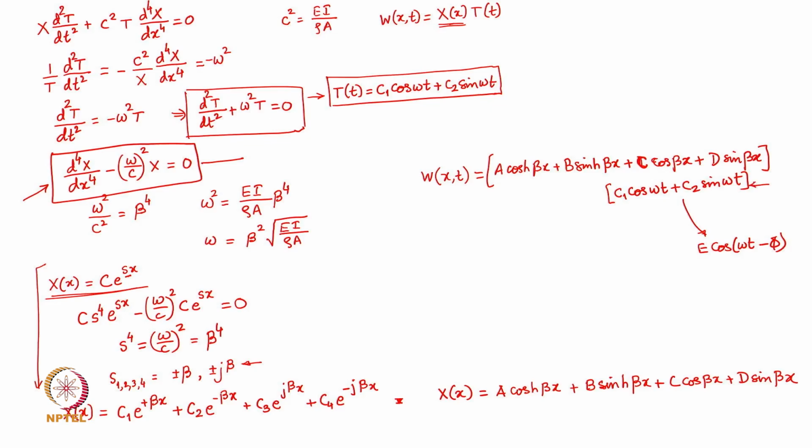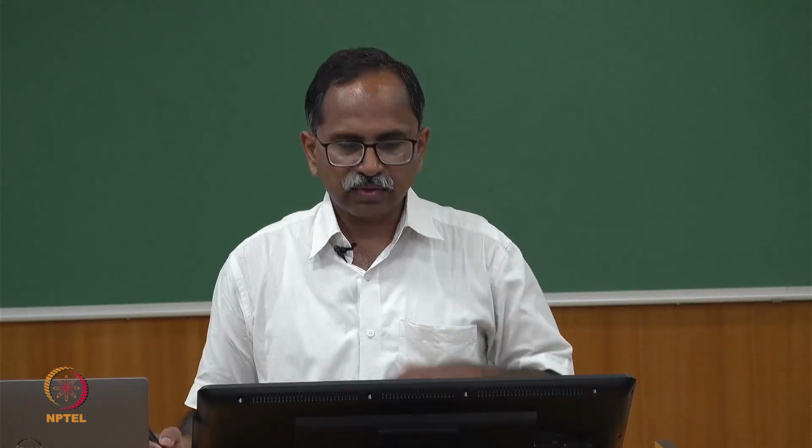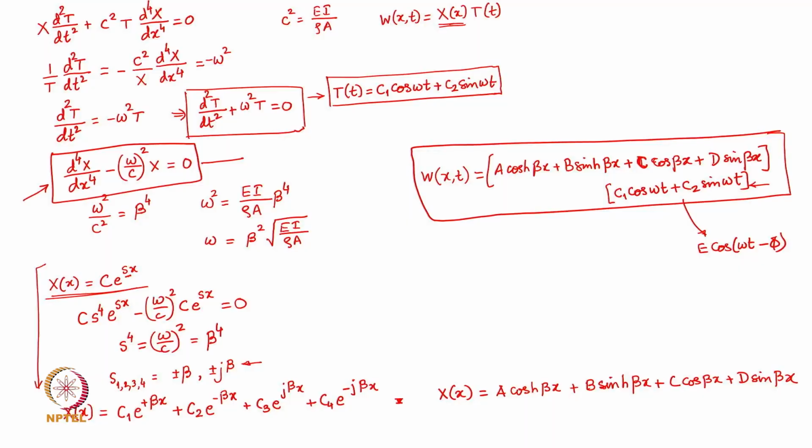But in case of strings and bars, we have used this form, and therefore one can stick to this particular general solution. But this is a general solution because we still haven't figured out what are the unknown constants A, B, C, D and C1, C2. And we all know that they will come from the boundary conditions, right? So this is the general solution of a beam vibratory response for the lateral vibration of the beam W of x comma t.